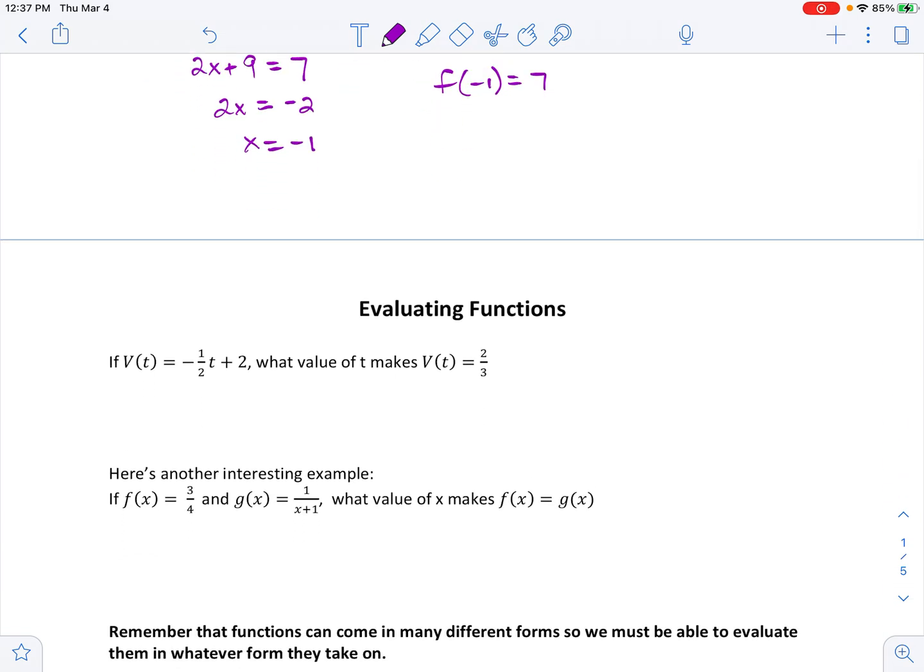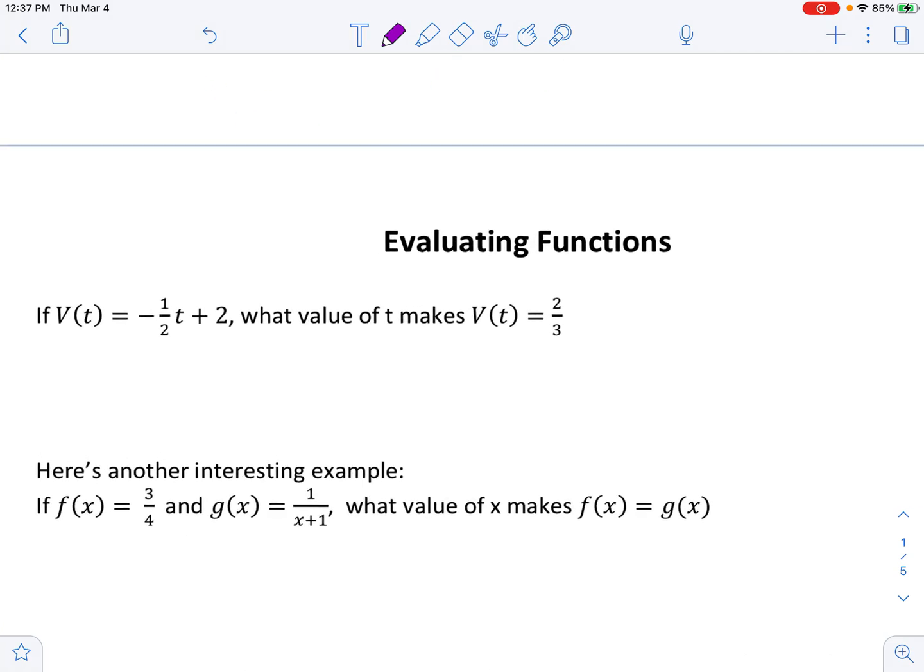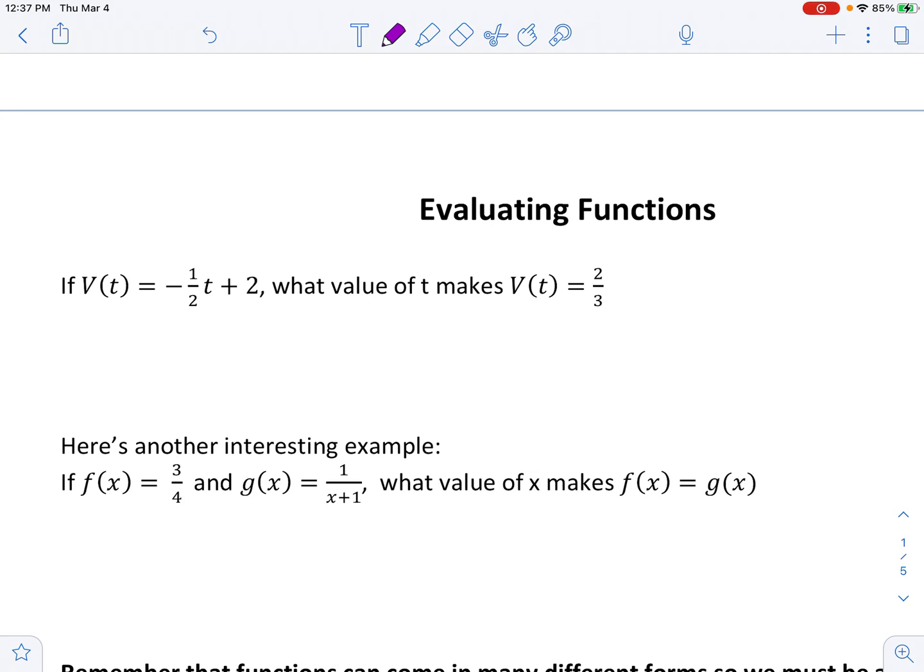Oh, here's another one. If v of t is equal to negative 1/2 t plus 2, what value of t makes v of t equal to 2/3? So again, the 2/3, the number we're given, is an output, right? If it were an input, it would have been found in parentheses. It would have been here. But it's an output. So we're not substituting 2/3 in for t. Instead, what we're doing is we're taking our whole function and we are setting it equal to 2/3.